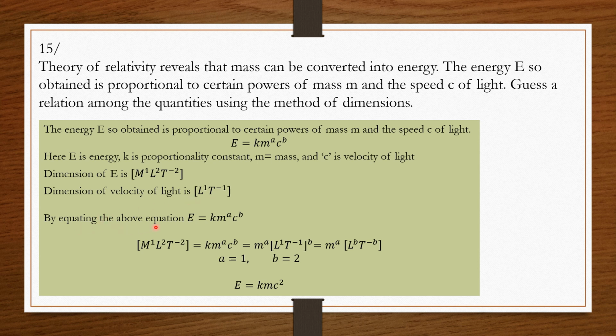So by equating the above equation, that is E is equal to k m to the power a c to the power b, we can get that m1 l2 t minus 2 is equal to m to the power a l1 t minus 1 to the power b. And from here we can get a is equal to 1 and b is equal to 2. So here E can be written as k mc square. Here k is a dimensionless constant.